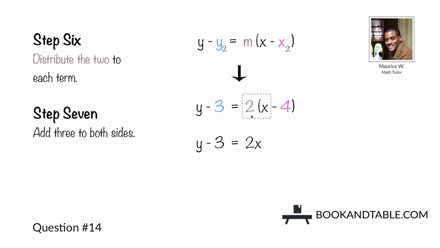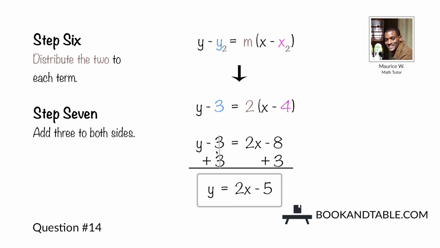And now we want to distribute this 2 to the x and -4. 2 times x gives you 2x. 2 times -4 gives you -8, leaving you with y minus 3 is equal to 2x minus 8. And now to isolate this y, we want to get rid of this -3, so we add 3 to both sides. -8 plus 3 is -5. So again, we got the equation y is equal to 2x minus 5.